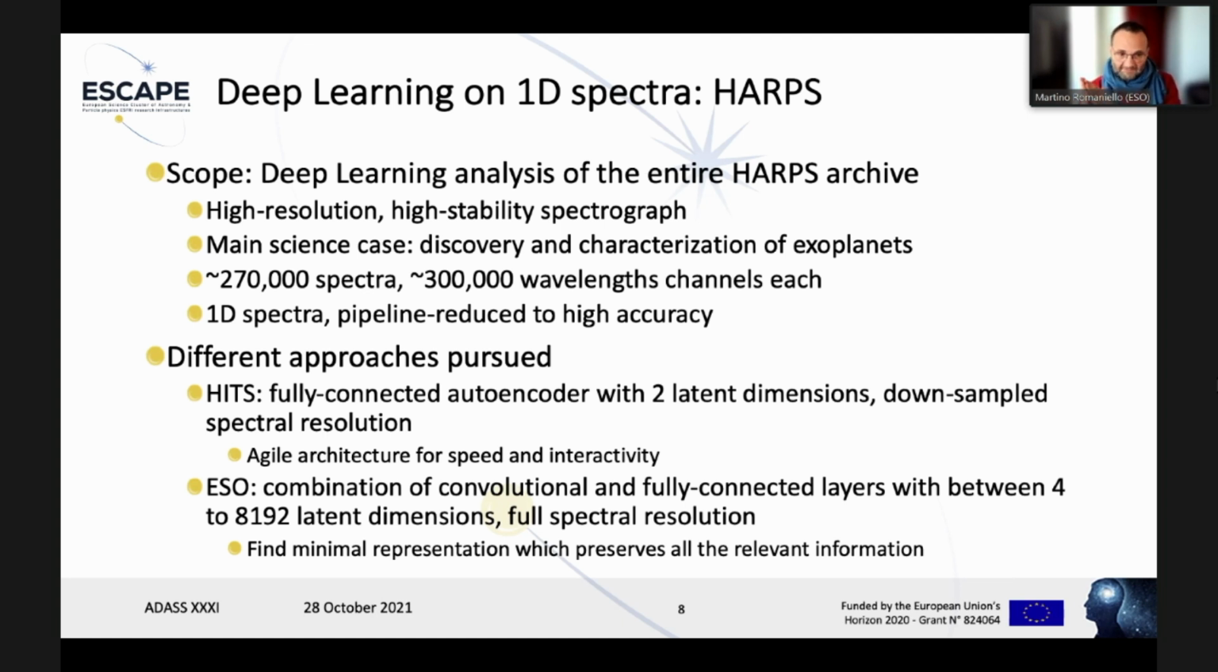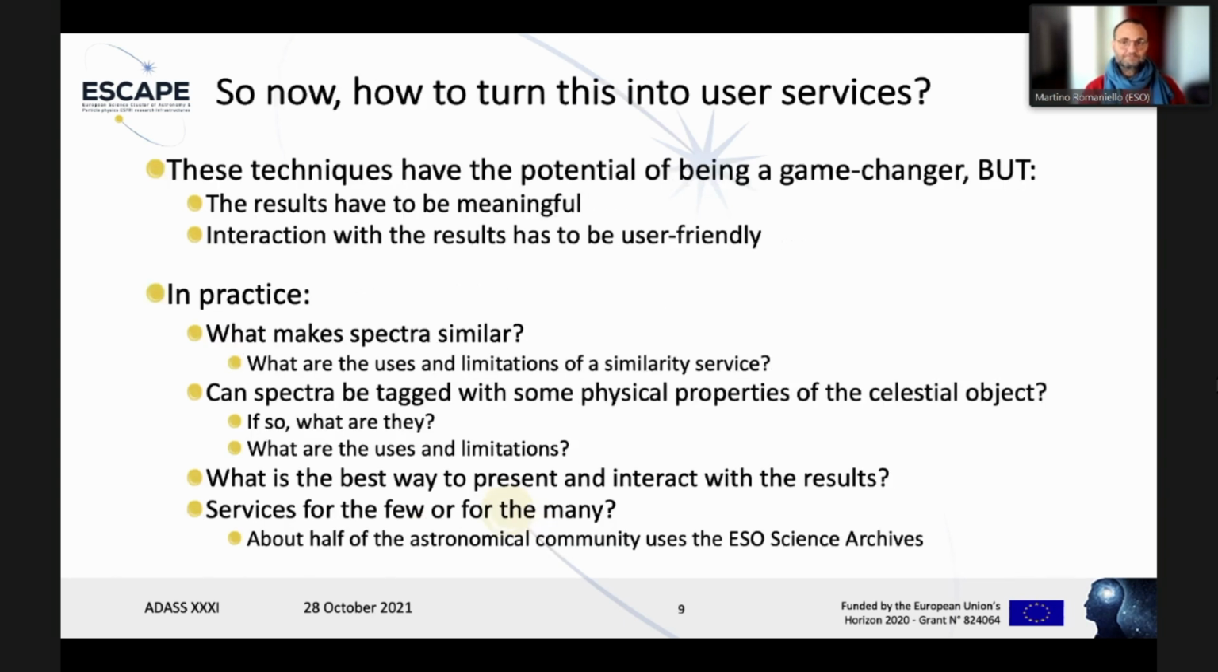This is a very agile architecture, which is great for speed and interactivity. Well, we are at ESO. We've tried another approach with a fully convolutional network with fully connected layers and latent dimensions in the middle, trying, without degrading the spectral resolution, to figure out what the network learns. And this is what I'm going to concentrate on in the next few slides.